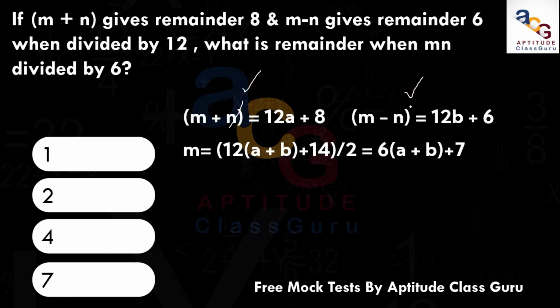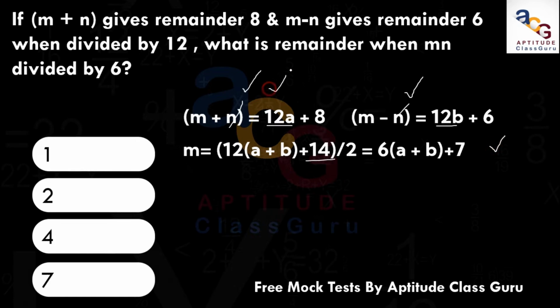Why? Because the plus n and minus n got cancelled, and you will get 2m equal to 12a plus 12b plus 14, which is 12 of a plus b plus 14. But here I will get 2m. If 2 multiplies on the left side, it will divide on the right side. So if you cancel 2 here, you will get the answer as m equals 6 of a plus b plus 7.